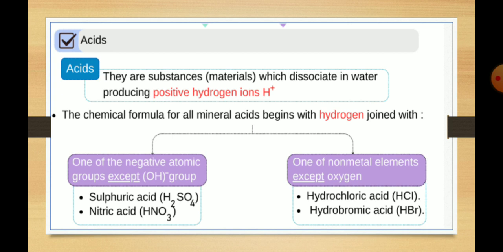And the acid begins with hydrogen joined with one of the negative atomic groups except the hydroxide group, such as sulfuric acid and nitric acid. And number 2, one of the non-metal elements except oxygen, such as hydrochloric acid, hydrobromic acid.